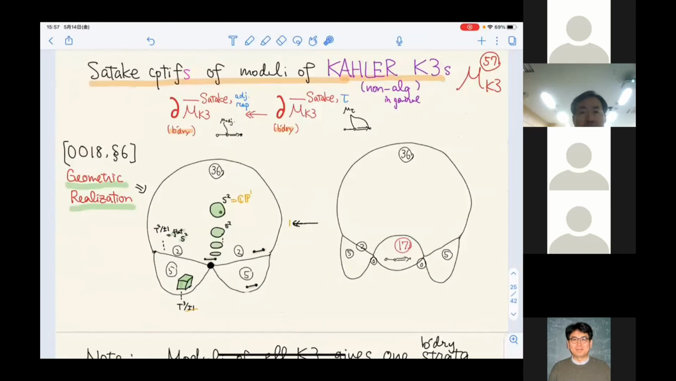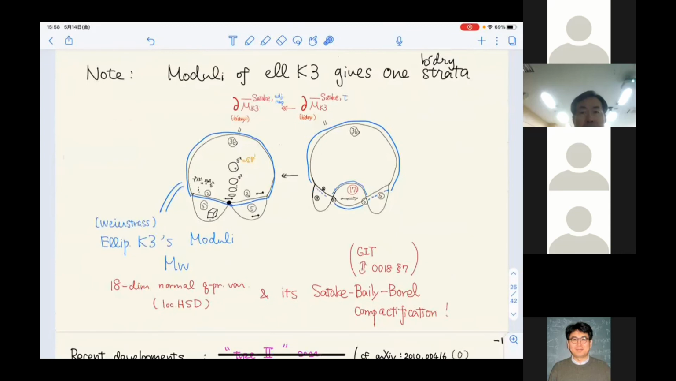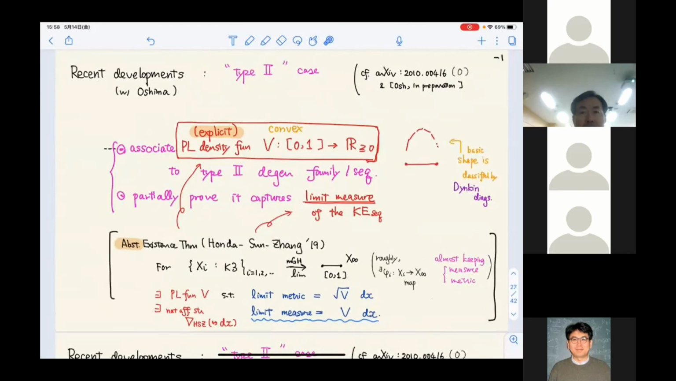Interestingly, inside the boundary, we get a moduli of elliptic K3. And actually, this is the same as the Satake-Baily-Borel for that. And here's another work for type 2 cases.